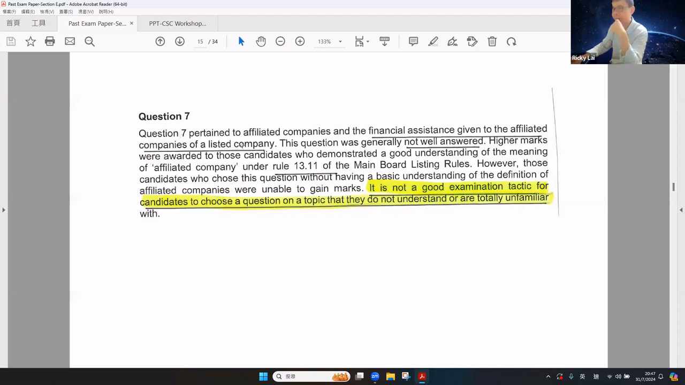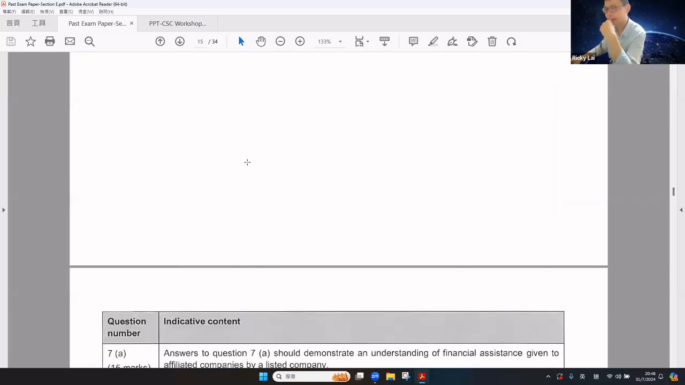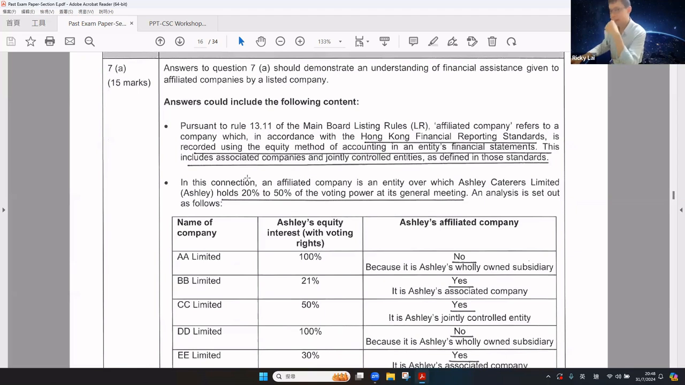I think this examiner's report is very important. As I mentioned before, whenever Section B asks you about Chapter 13, 14, or 14A, if you are not familiar with the listing rules, please avoid the question, because the question is really, really practical, as I mentioned in the past exam papers. On the other hand, if you have very good knowledge of the listing rules, you may see that the question is not difficult, so long as you are able to do the side calculations. That's the reason why you should bring your calculator for side calculations at the examination hall. Now, let's take a look at the suggested answer.